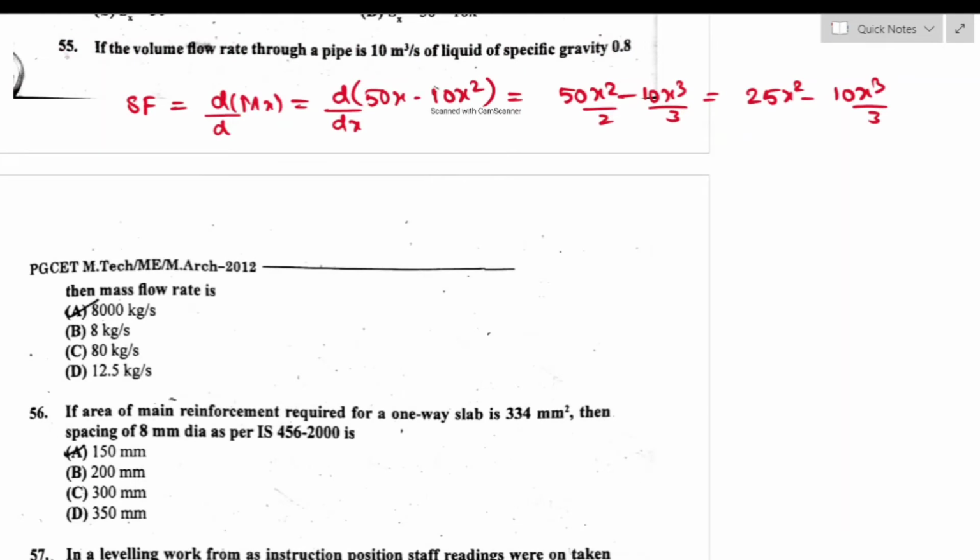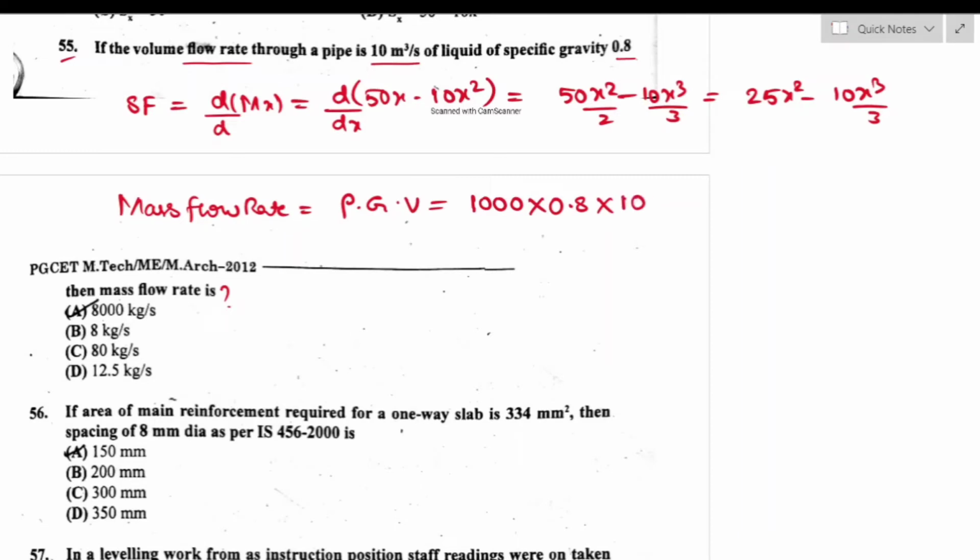Question number 55. If the volume flow rate through a pipe is 10 meter cube per second of a liquid with a specific gravity 0.8, then the mass flow rate is. Mass flow rate is calculated by the formula rho into specific gravity into volume flow rate. So density is 1000 multiplied by specific gravity multiplied by volume flow rate, 10 meter cube per second. So the mass flow rate will be 8000 kg per second. Option A is the right answer.